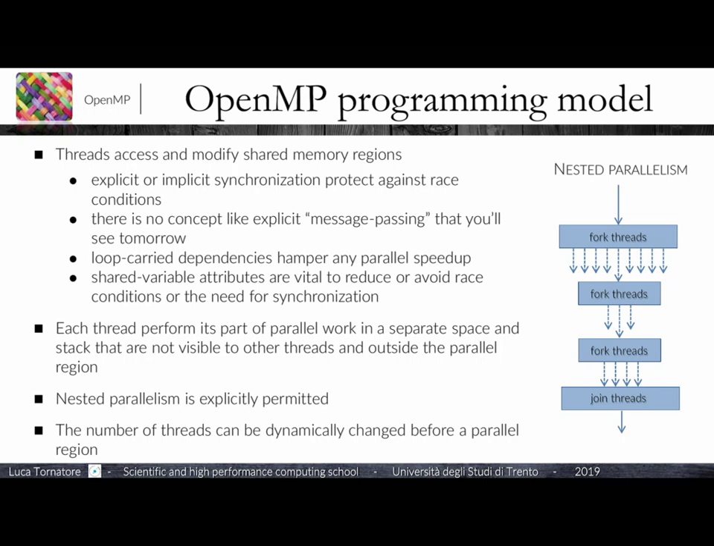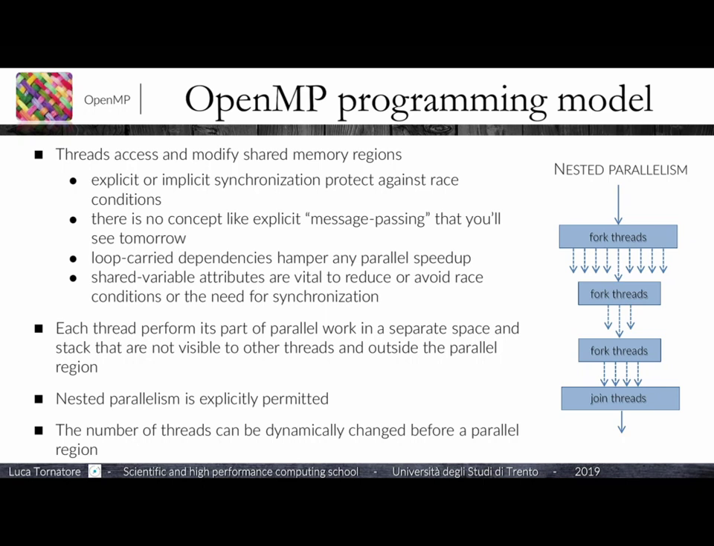So the point here is that threads access and modify shared memory regions. All the threads access the same memory. So it's up to you to make sure that this access is safe and correct. So you have explicit or implicit synchronization that protects against race conditions. We will be discussing everything in the next slides. There is no concept like explicit message passing, which you will see tomorrow. Two threads do not communicate with each other by sending a message, a ping. There is no such concept.